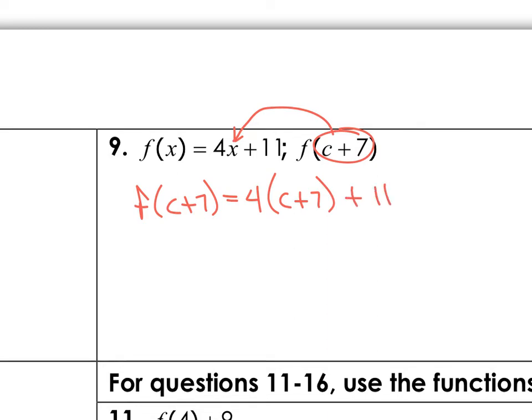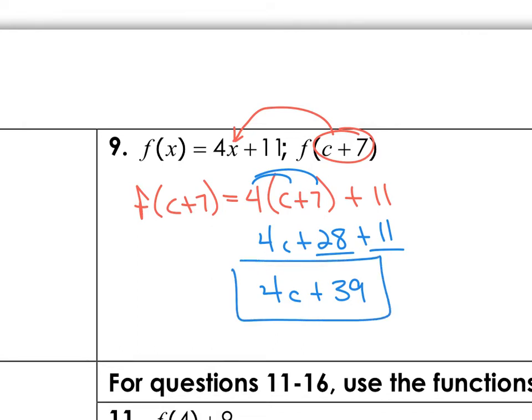Now simplify it if you can. So we would distribute next. So it would be 4c plus 28 plus 11. And then combine like terms if you can. So the 28 and the 11 would combine, so you end up getting 4c plus 39. So f of c plus 7, even though it's not just a number, we can simplify it down so that it is 4c plus 39.